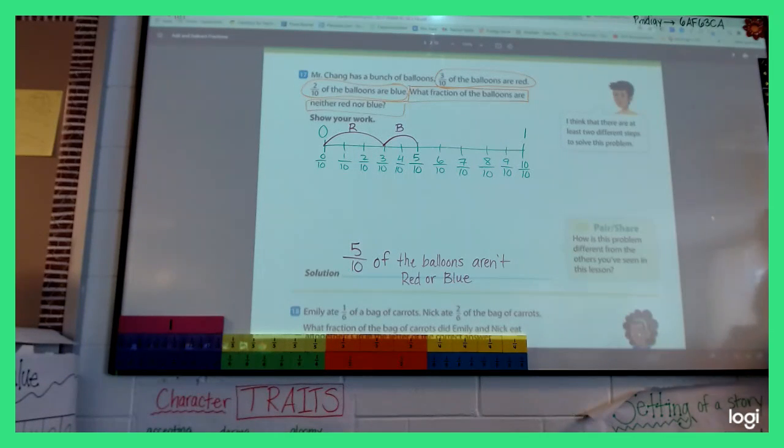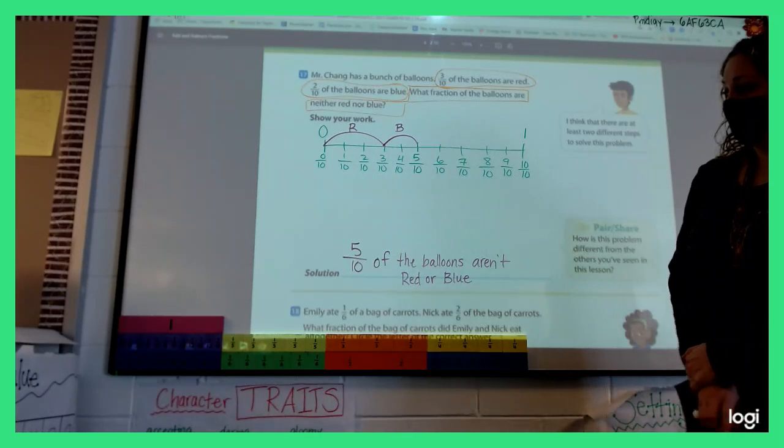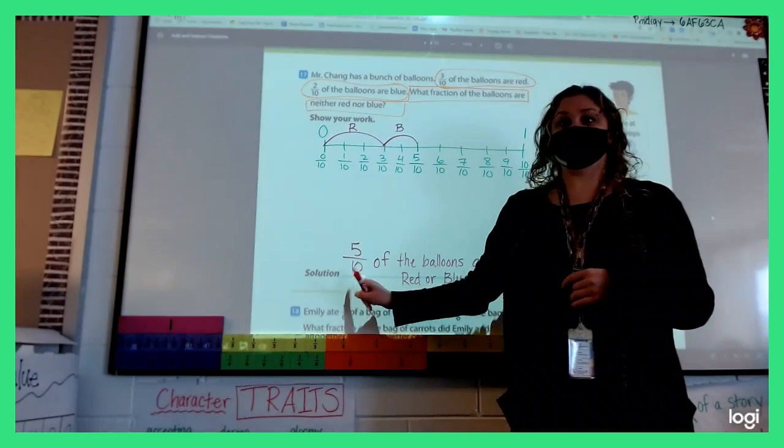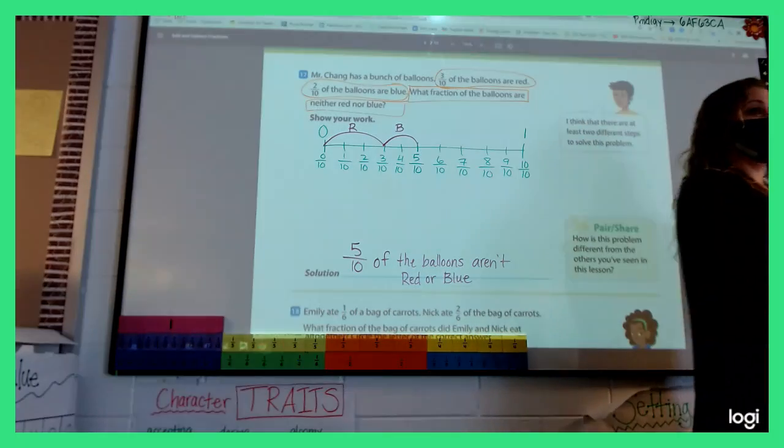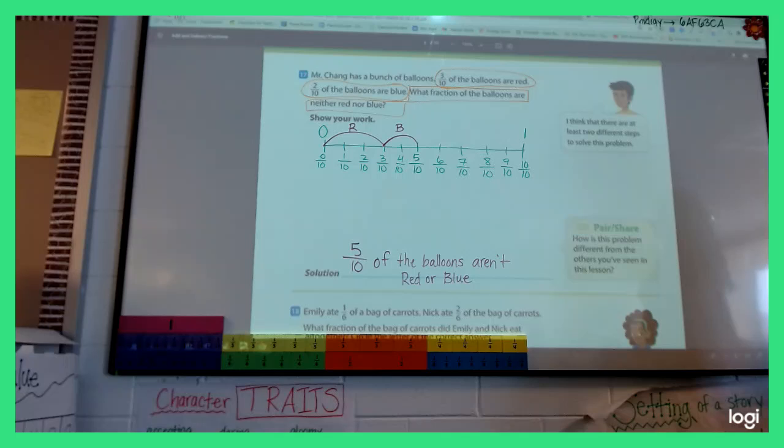And if you simplified that fraction to say 1/2, you would still be correct, right? 5/10 is the same as 1/2. So when you get a little bit older, if you leave a fraction like that that's not simplified, your teacher's going to get mad at you. But for now, you're okay.